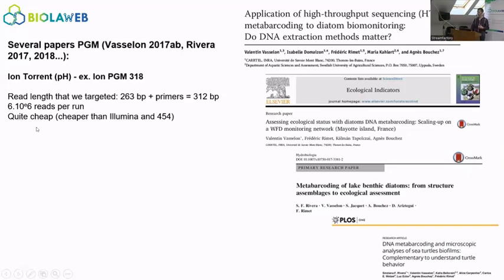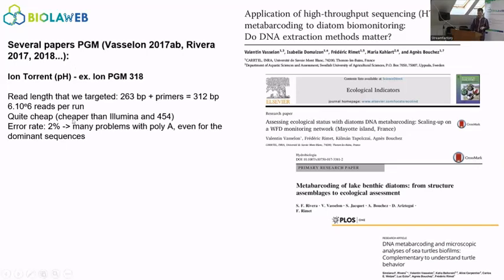And the very good point, at least for us, is that it was quite cheap, much cheaper than Illumina and 454, because at that time, you see the years. So these are the papers. You have to remove 3 or 4 years for the sequencing, so it was 2014, 2012. At that time, Illumina was still quite expensive, and they reduced progressively. But at that time, Ion Torrent was a very good solution.